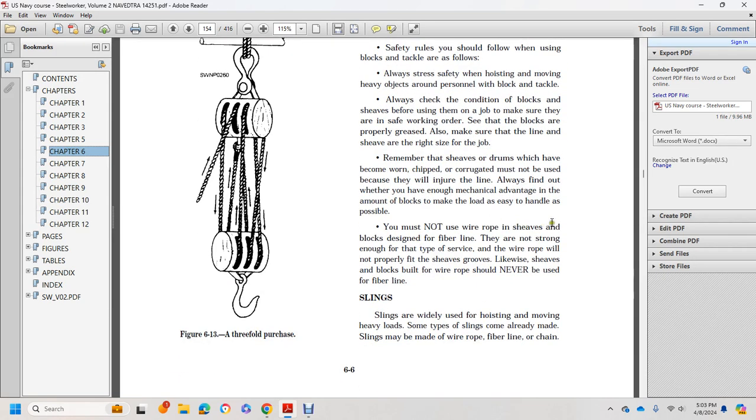You must not use wire rope in a sheave block designed for fiber line, nor a knot strong enough for the type of service, as wire rope will not properly fit the sheave groove. Likewise, sheave blocks built for wire rope should never be used with fiber line.